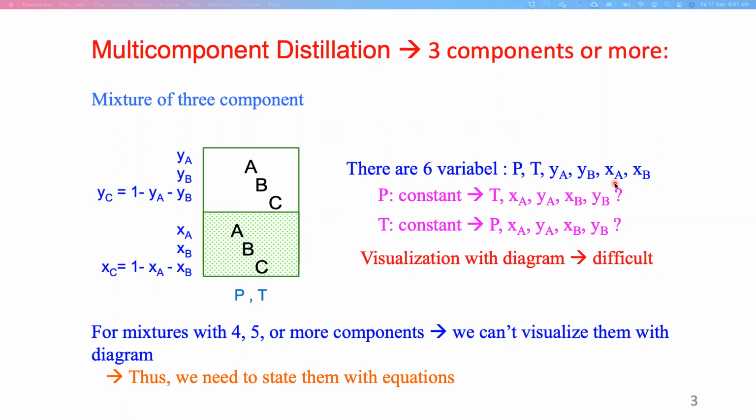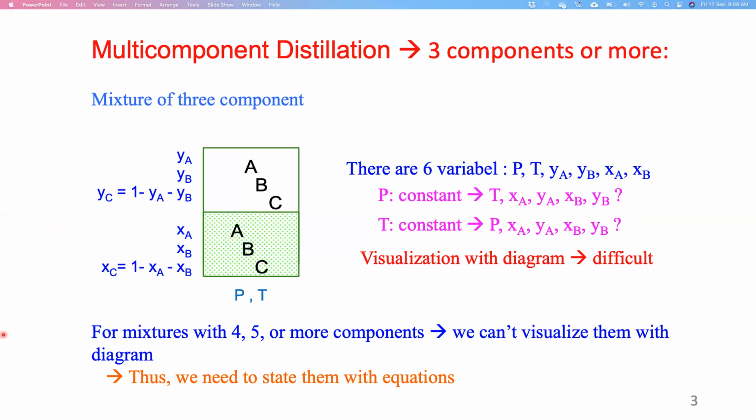Yeah, you can. It's really hard. It might be possible, but we have to hold the others constant, maybe 2 of them, so we have to slice it, so we put maybe XB and YB constant, then we can construct this. But with ever-changing XB, ever-changing XA and YA, of course it's going to be difficult with the diagram. So for multi-component distillation, we're not going to do it graphically.